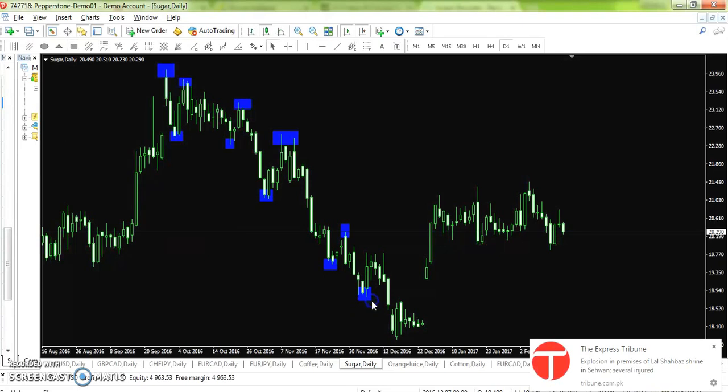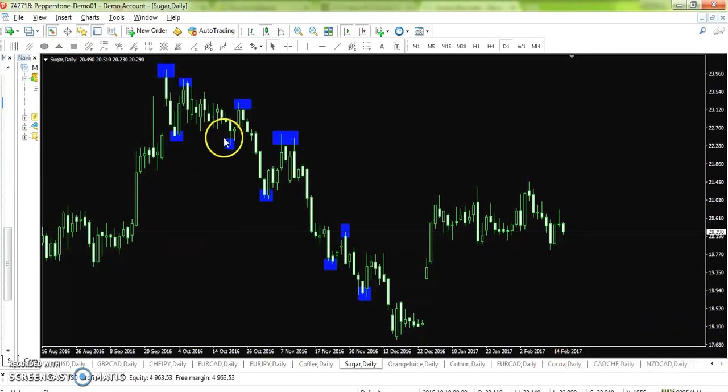So this is the lower low, and this is the lower high, and this is the lower low. From this to this, as you can see, the market has a pattern of lower low, lower high, lower low, lower high, all together. So this is by definition a bear market.